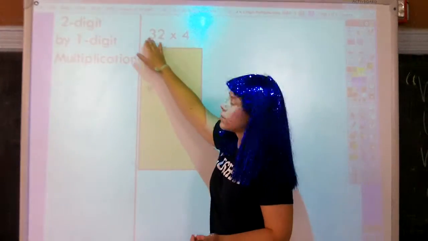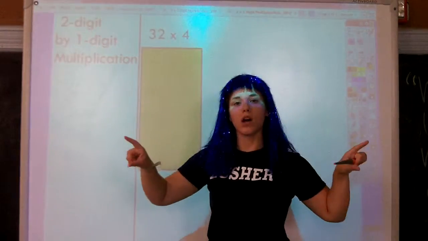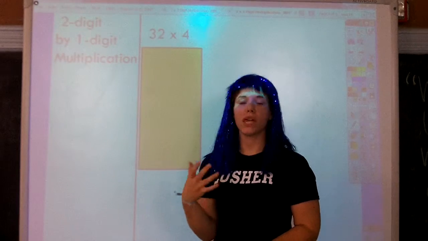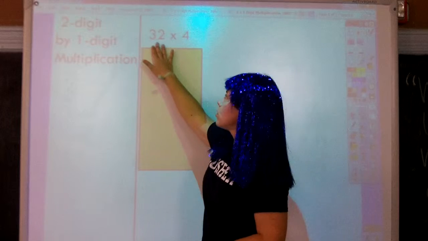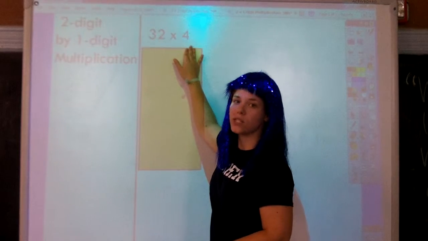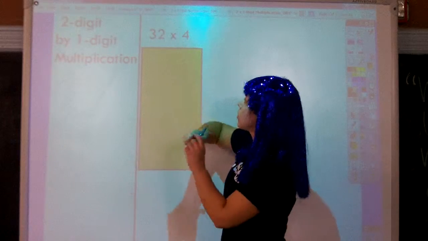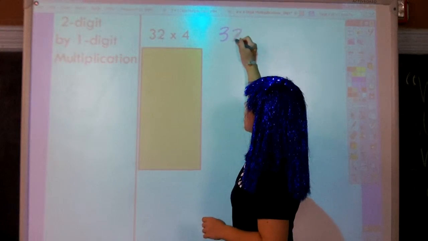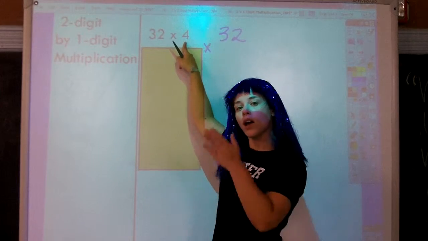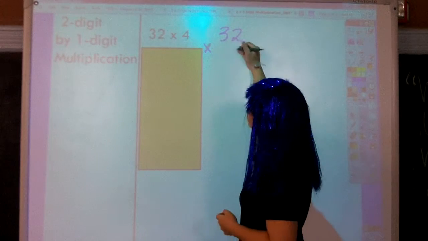If you see a problem written horizontally, the long way, then you need to take the number with more digits and put it on top. 32 has 2 digits and 4 has 1 digit. So the longer number, 32, goes on top, and then I line up the 4 underneath the 1s.